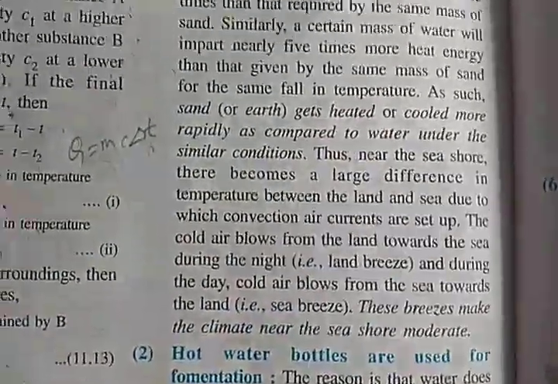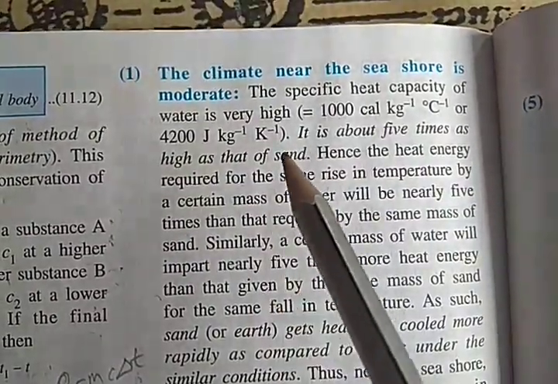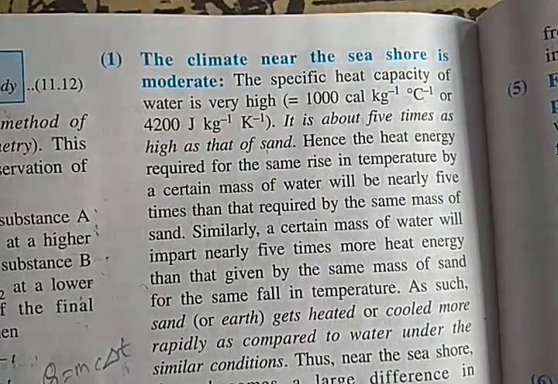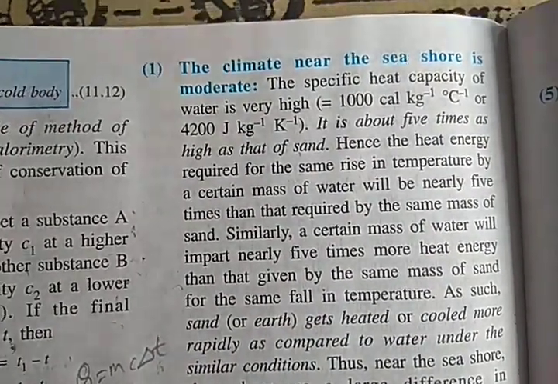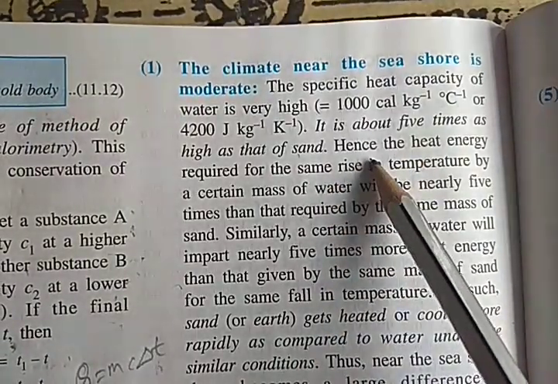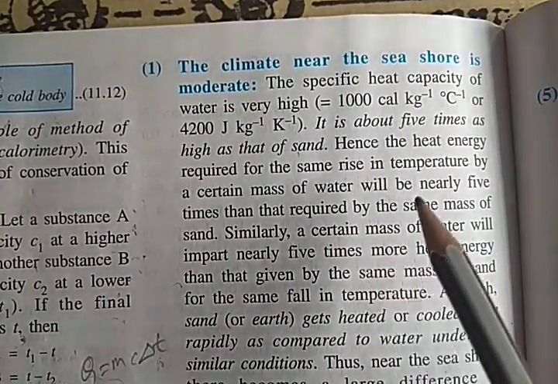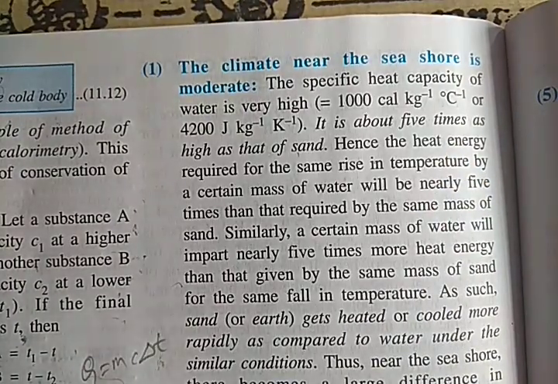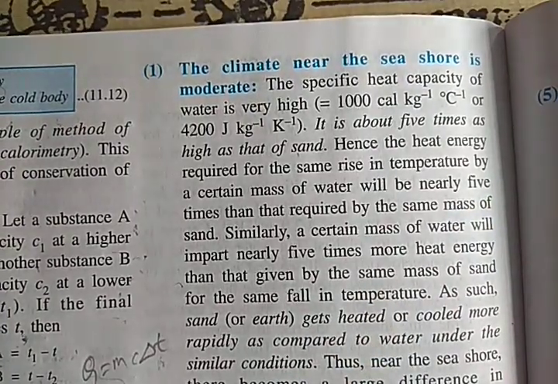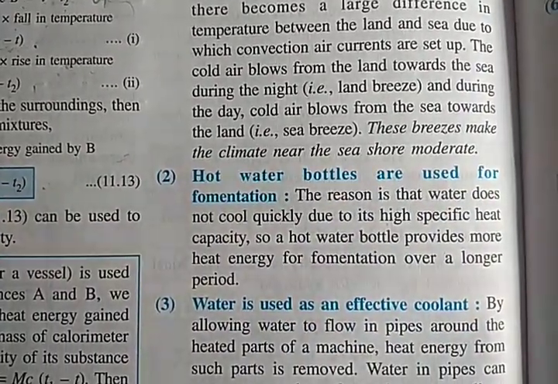So there are some consequences of the high specific heat capacity of water. You have to give these a look. The climate near the seashore is moderate. We have sea breeze and land breeze. The phenomenon of sea breeze and land breeze that you have studied happens because of the high specific heat capacity of water. In coastal areas, land gets heated up faster than sea water, and likewise land gets cooled faster than sea water. Because of that, we get land breeze and sea breeze. So that is one of the consequences of the high specific heat capacity of water.